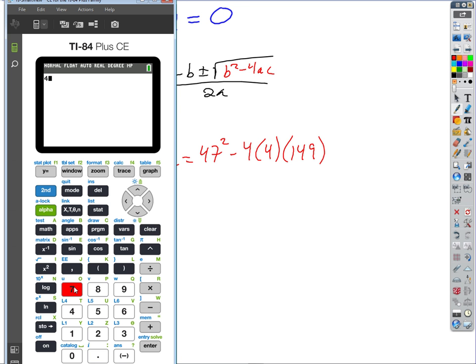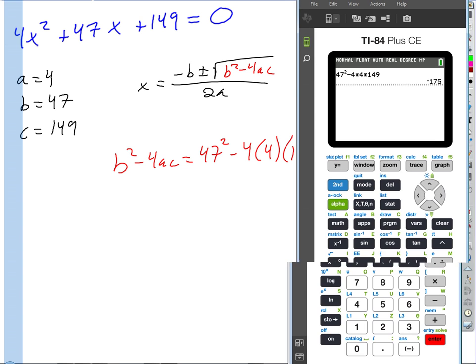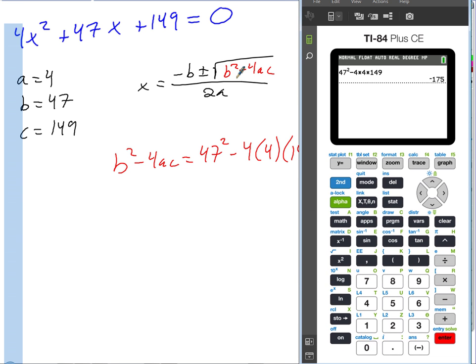So 47 squared minus 4 times 149 is negative 175. And so because the discriminant is negative, I'm going to get i's in my answer. I've got a negative number under the radical, and so I'm going to get no real solutions.